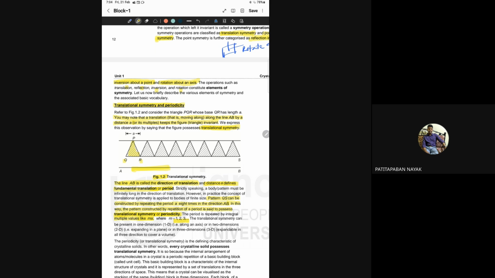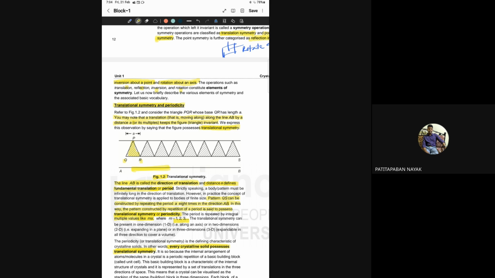The translational symmetry can be represented in one dimension, in two dimensions expanding a plane, or in three dimensions expanding in all three directions, which covers a volume. So in principle, every crystalline solid possesses a translational symmetry. Is this clear to everybody? Translational symmetry. Yes, sir.